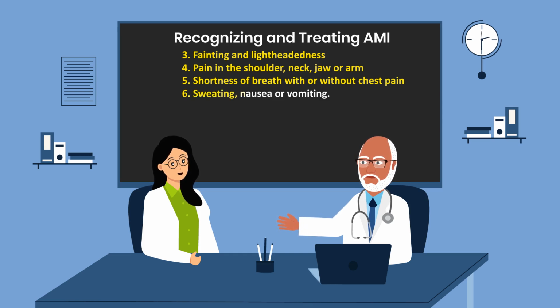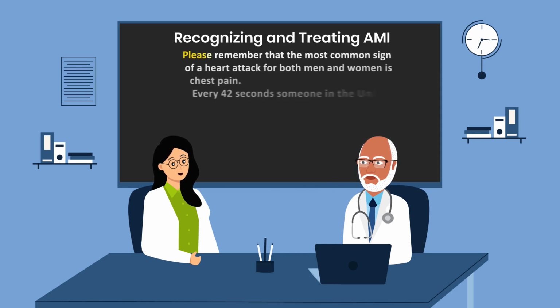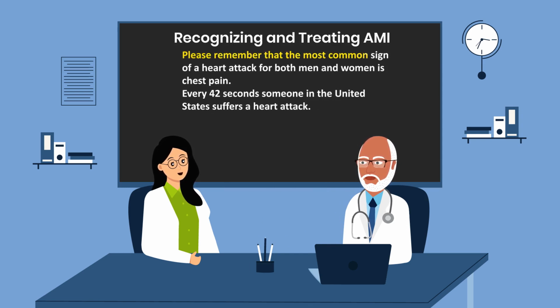Persons may have sweating, nausea, or vomiting. Epigastric abdominal pain can occur in the elderly. Diabetic patients, women, and post-op patients may have an atypical presentation of cardiac chest pain, including no pain. Please remember that the most common sign of a heart attack for both men and women is chest pain. Every 42 seconds, someone in the United States suffers a heart attack.